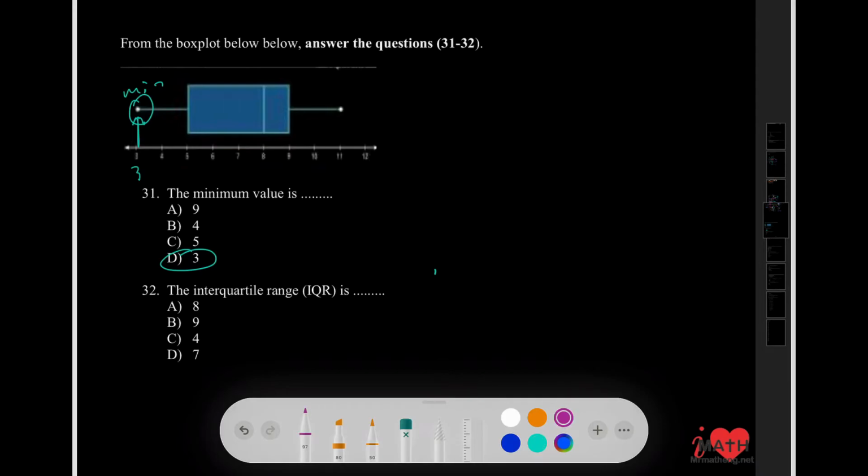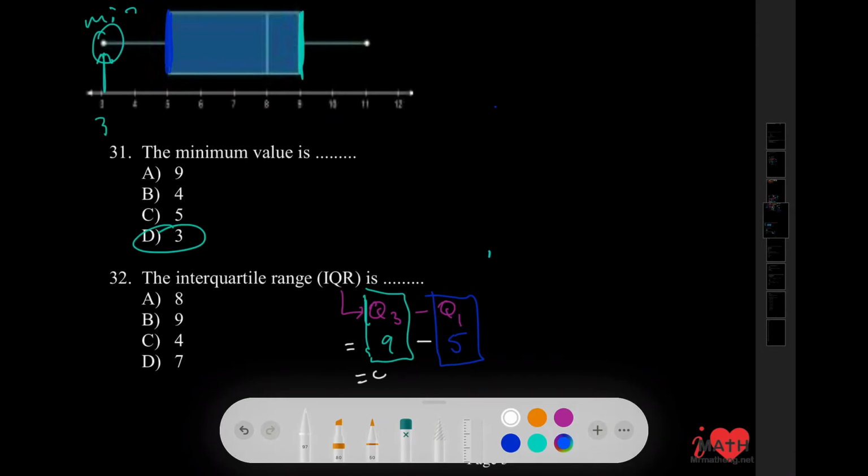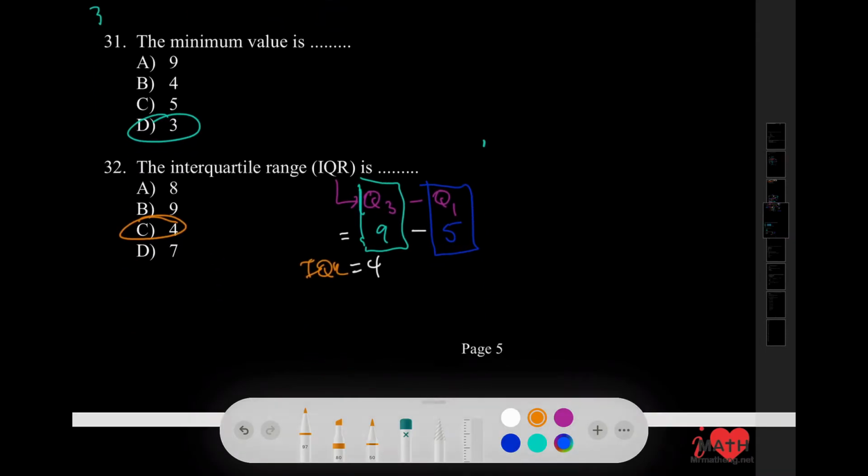And 32, the interquartile range, this would be Q3 minus Q1. Q3 is the right box here, so that would be a 9. And then quartile 1 is the left side, which is really hard to see, but that's a 5. So if you subtract those two, you will get a 4. So the IQR is 4, which is number 32. The answer is C.